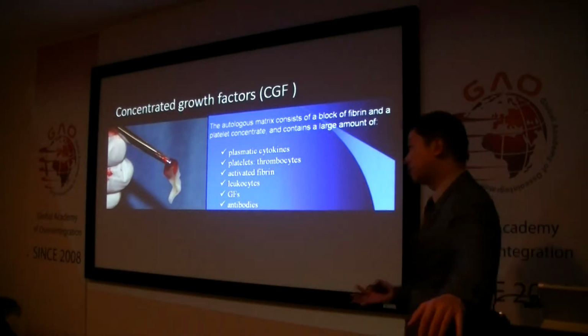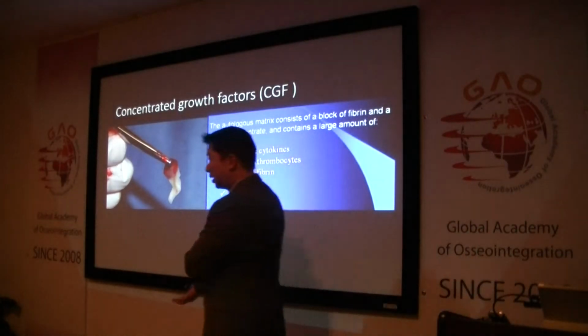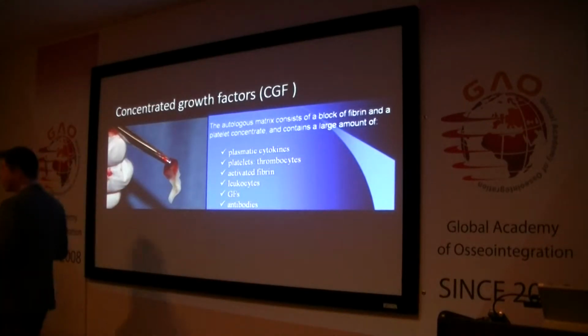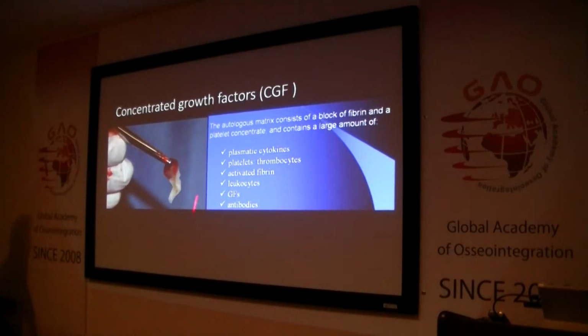So while you spin the glove and apply it to the area, but what's in it? So this is sort of the dry material, but what's inside of it? What's found in that little membrane or the glue that we get? There's a lot of cytokines, platelets. It's full of activated fibrin, right? And there's lots of leukocytes, growth factors, and antibodies. So we need all these things to allow the area to heal quicker, right?